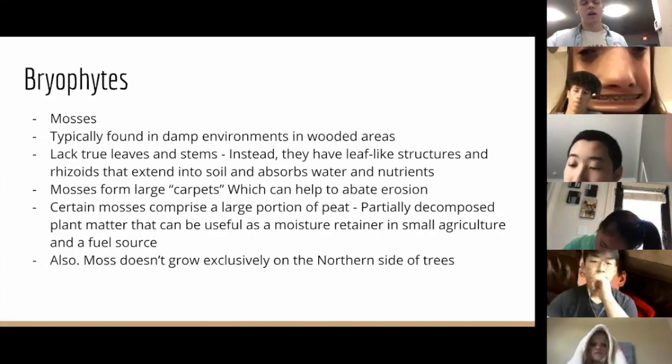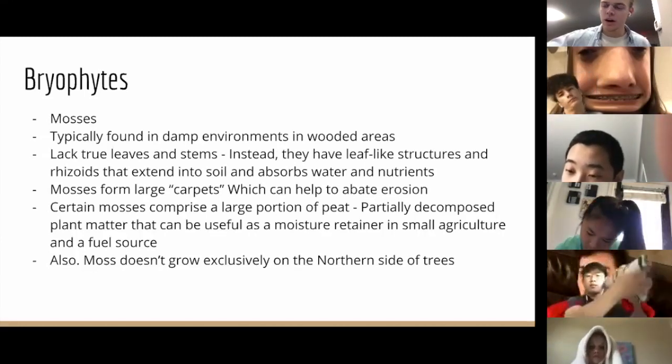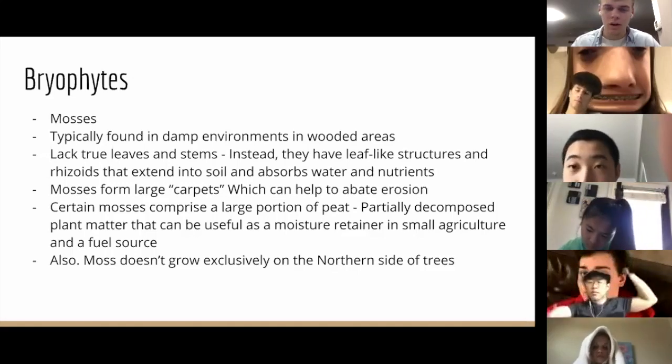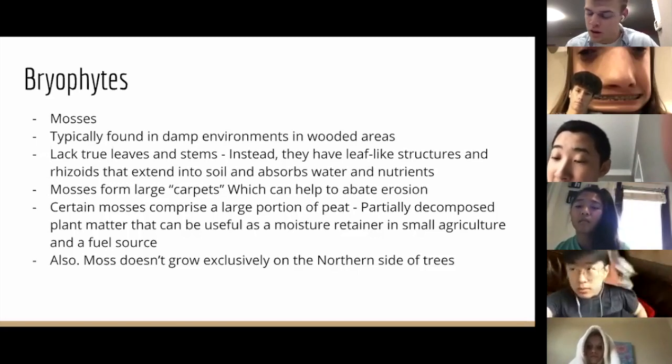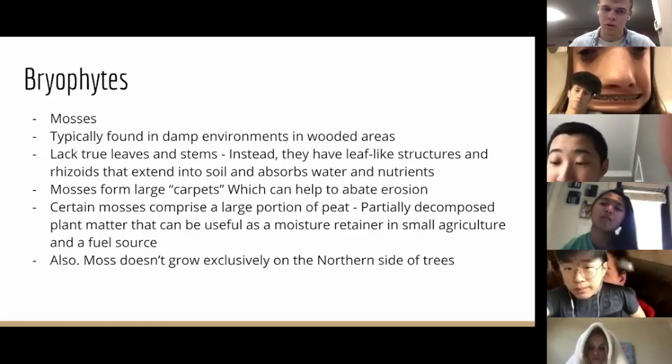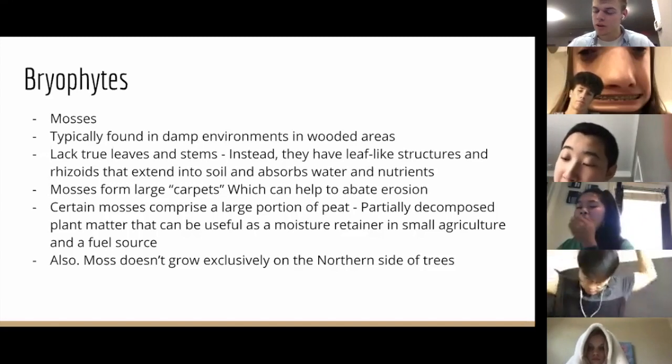Bryophytes, this is one type of non-vascular plant. I don't want you to know this word bryophyte. You can cross it out when you're taking notes. I want you to know the word right underneath it, moss. Bryophytes are mosses, that's more important. So mosses are a type of non-vascular plant.